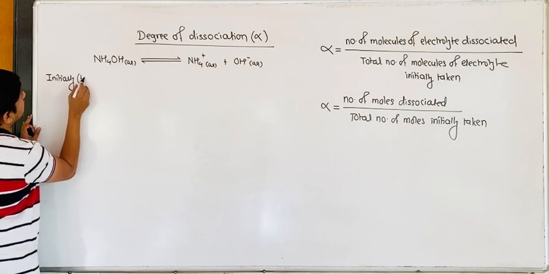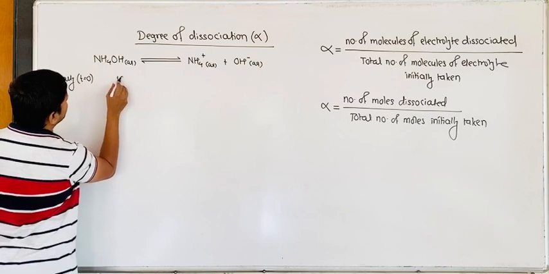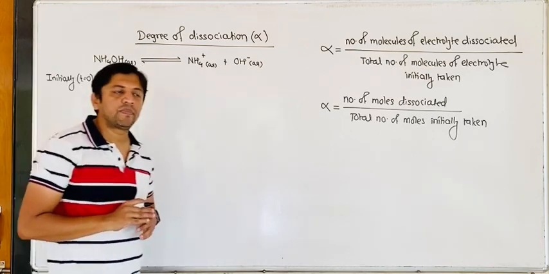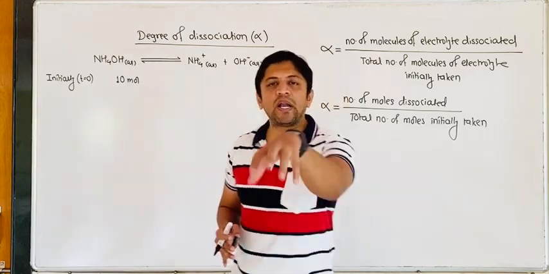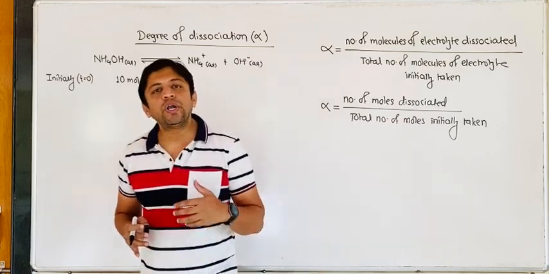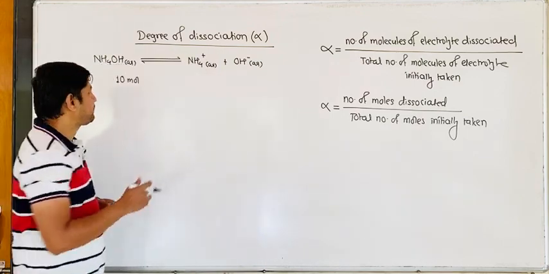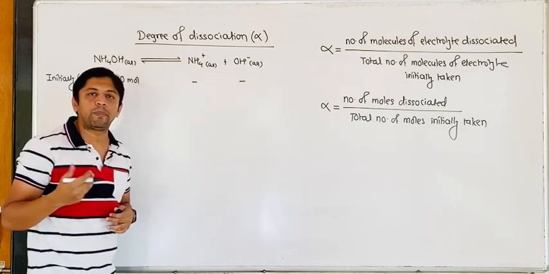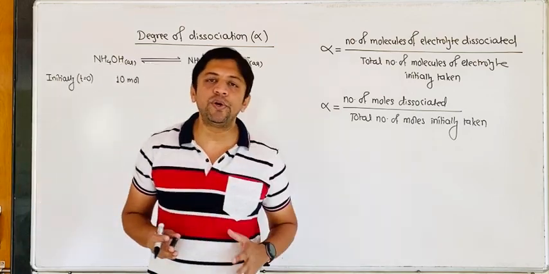Initially, at t equal to 0 minutes, we have taken 10 moles of NH4OH. 10 मोल आपण घेतलेत NH4OH चे आणि आता 10 मोल आपण टाकणार आहे वॉटर मध्ये. Out of these 10 moles, only few moles will undergo dissociation to form NH4 plus and OH minus ions. So initially there are no NH4 plus and OH minus ions, those are obtained from NH4OH because we are just about to dissolve them into the water.